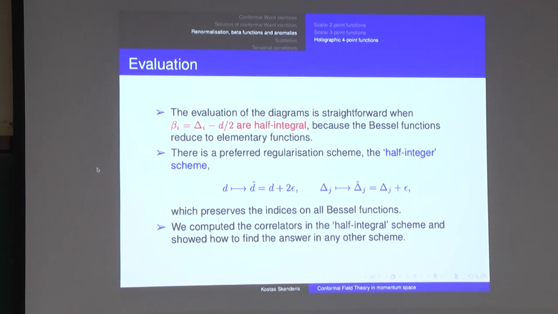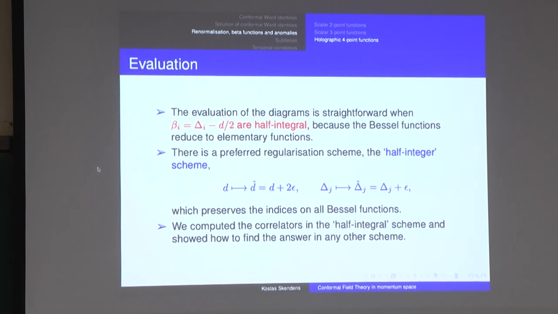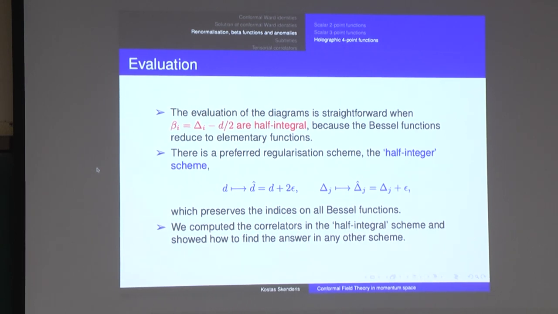So now I adjusted the u's and the v's so that if I take the difference between d hat and delta hat, this combination is still half integral. So we computed those in the cases I will discuss in a minute. Yes, I chose the u's and the v's such that u is 1 and the v's are 0. And then the majority of the paper, kind of half of the paper, is about this last part, how to go from that scheme to any other scheme.